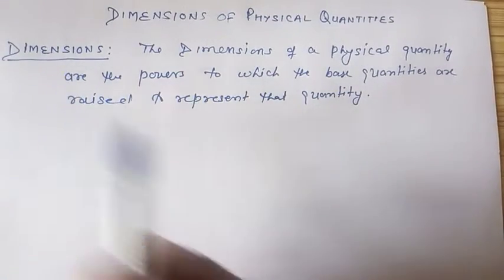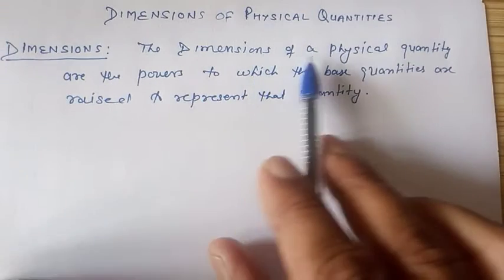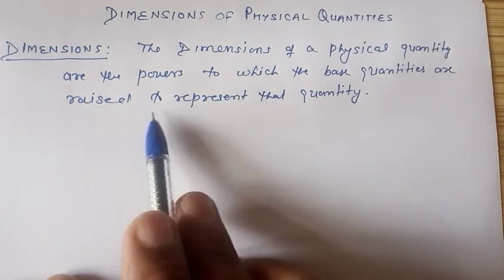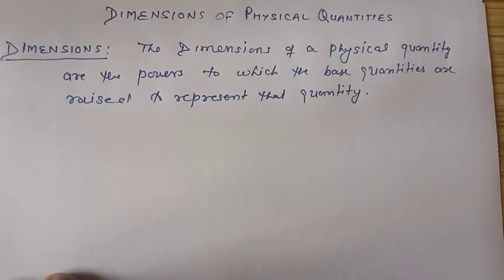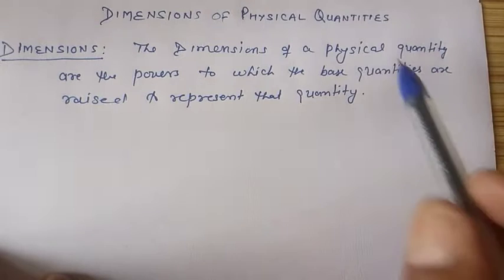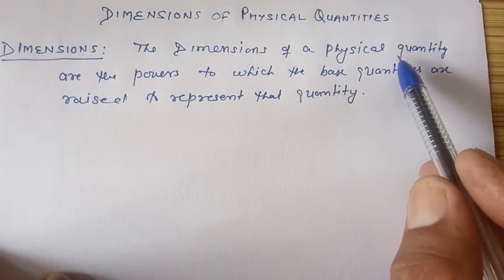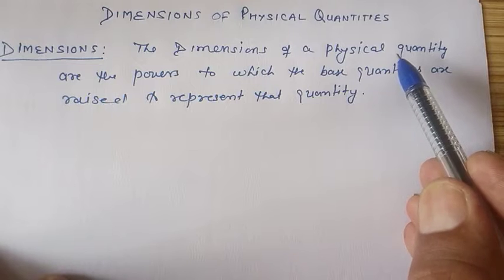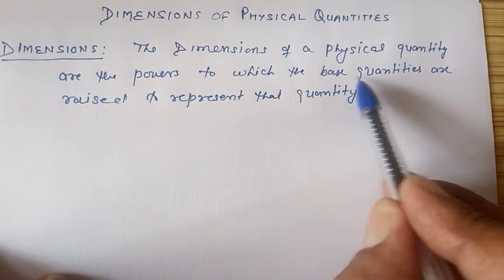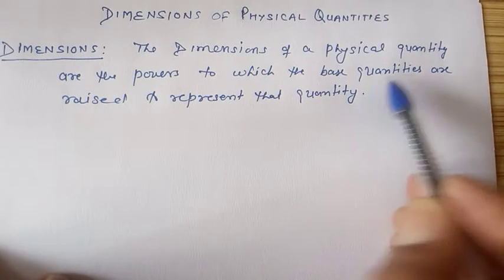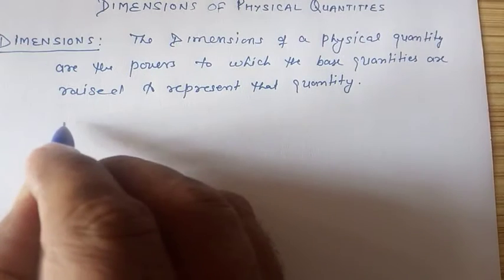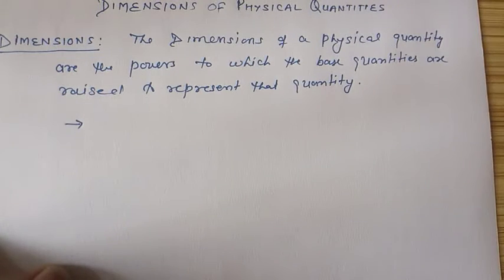So first of all, the dimensions. The dimensions of a physical quantity are the powers to which the base quantities are raised to represent that quantity. We have studied physical quantities: the quantities which can be measured directly or indirectly are called physical quantities. Similarly, base quantities are also known as the fundamental quantities, and they are seven in number.